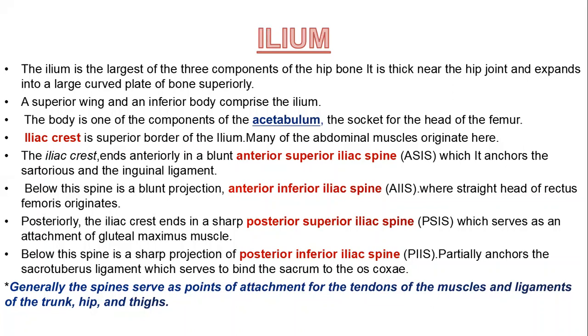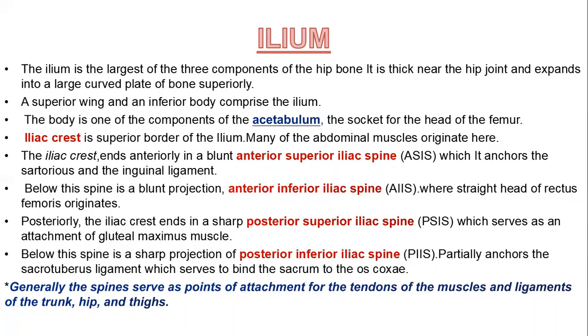Generally, the spine serves as a point of attachment for the tendons of the muscles and ligaments of the trunk, hip, and thigh. So this spinous process of the spine found on the ilium is where generally the muscles, the tendons, as well as the ligaments of the trunk, hip, and thigh originate.